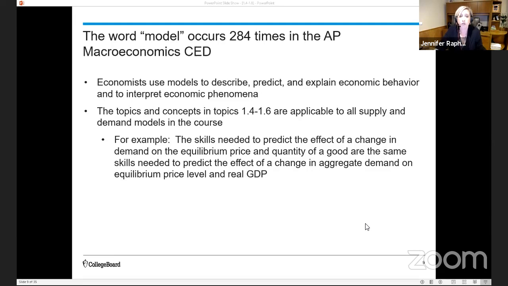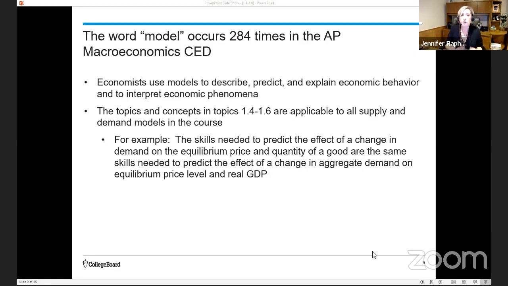Models are the tools that economists use to describe, predict, and explain economic behavior and to interpret economic phenomena. All of the topics and concepts that we're going to review tonight are applicable to all the supply and demand models in the course. For example, the skills you need to predict the effect of a change in demand on the market price and quantity are the same skills you need to predict the effect of a change in aggregate demand on the equilibrium price level and real GDP. These skills are completely transferable.